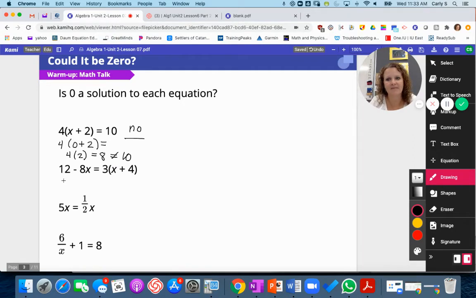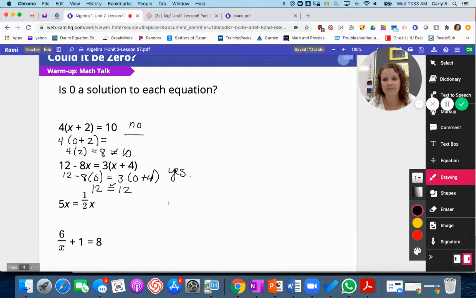Okay, let's try again. 12 minus 8, I'm substituting 0 for x. 3 times 0 plus 4. Right? So 12 minus 8. 8 times 0 is 0, so I've just got 12 on the left. And 0 plus 4 is 4 times 3 is 12. So 12 equals 12. Yes, that's a true statement. 0 is a solution to that equation.